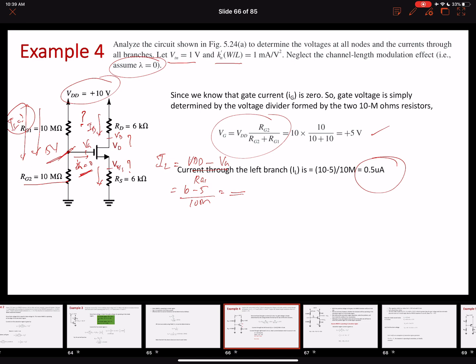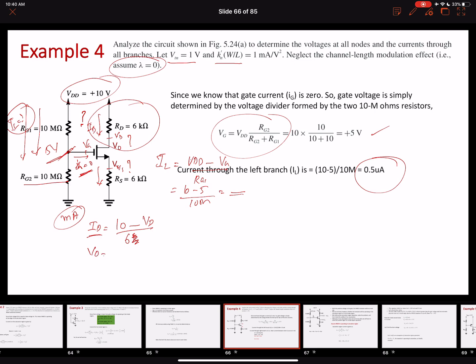Okay, so in order to find out the value of the source voltage and the drain voltage, let's write down the equations. We can see that the ID will be equal to VDD, which is 10, minus VD over 6K. Assuming these currents to be in milliamperes, for simplicity, I'm going to ignore this K, kilo.